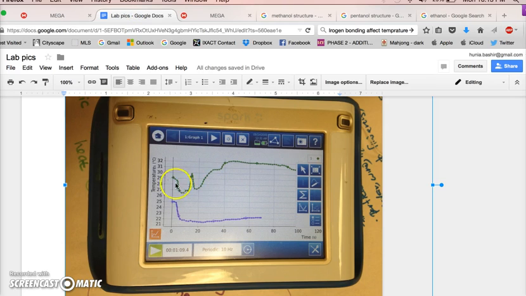Now when we look here, we notice that it goes up and down and it peaks extremely high. And we believe that this is because of its ability to separate really fast. And now finally on to the last part, part 3. This is where we were testing the evaporation rate of the 3 substances, that being methanol, isopropyl alcohol, and pentanol.